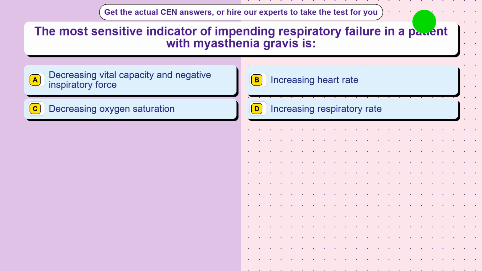Question 65. The most sensitive indicator of impending respiratory failure in a patient with myasthenia gravis is Option A, decreasing vital capacity and negative inspiratory force. Option B, increasing heart rate. Option C, decreasing oxygen saturation. Option D, increasing respiratory rate.